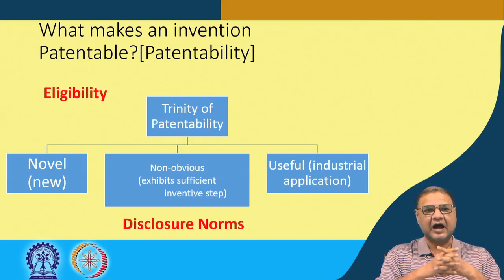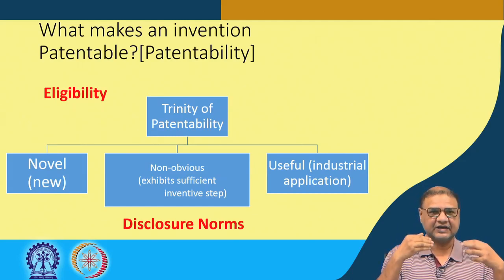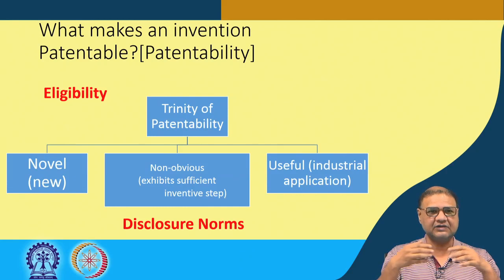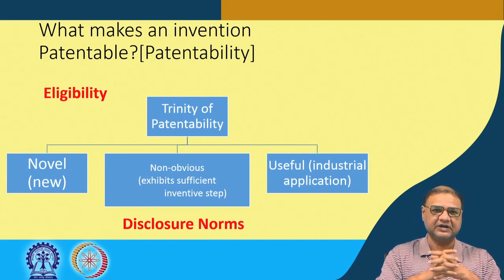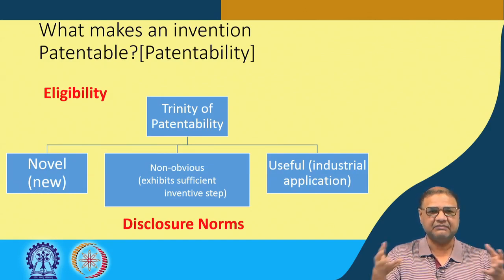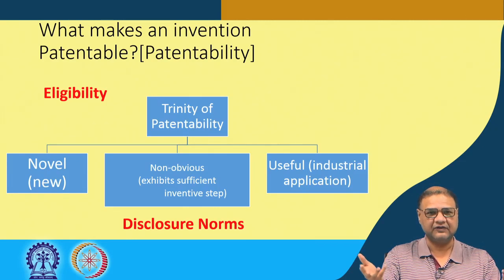And then, once we check whether it is patentable within India or within a specific jurisdiction where we intend to file a patent application, the next thing that needs to be addressed is whether it does have the patentability criteria or not. The requirements that make something patentable must be there, and this is the trinity of novelty, non-obviousness and usefulness.